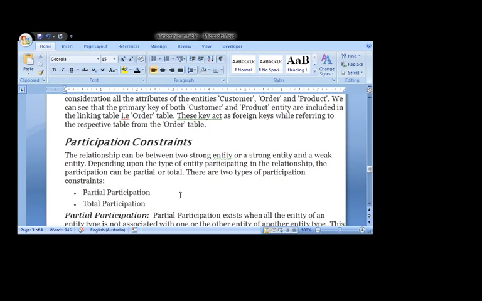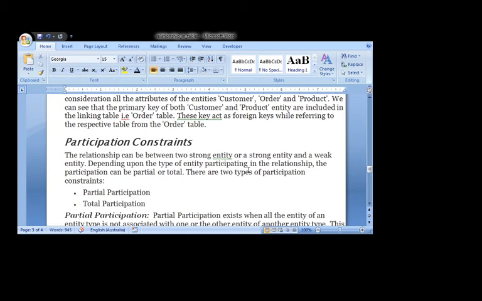Now we talk about the constraints. The relationship can be between two strong entities. As we have already discussed, a strong entity has a candidate key, and a weak entity does not have any candidate key. It does not allow duplicacy, redundancy.